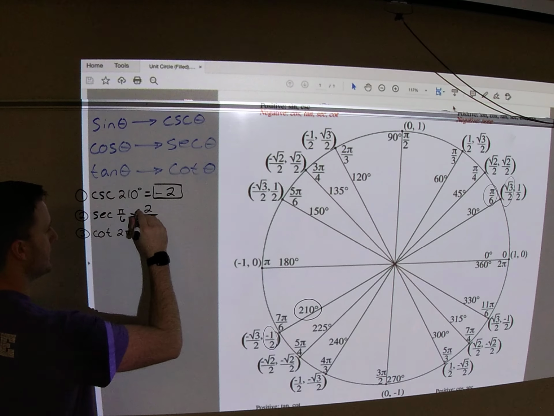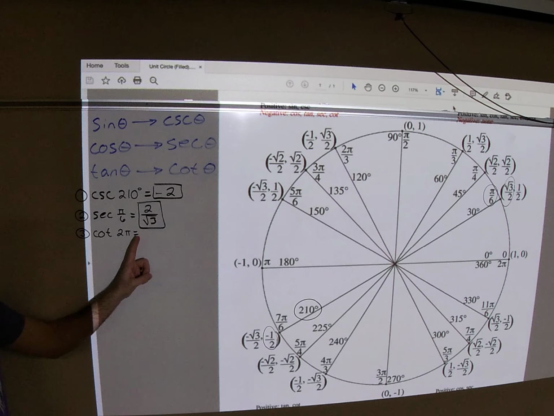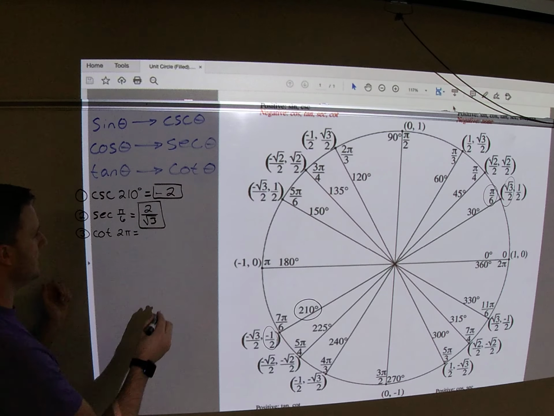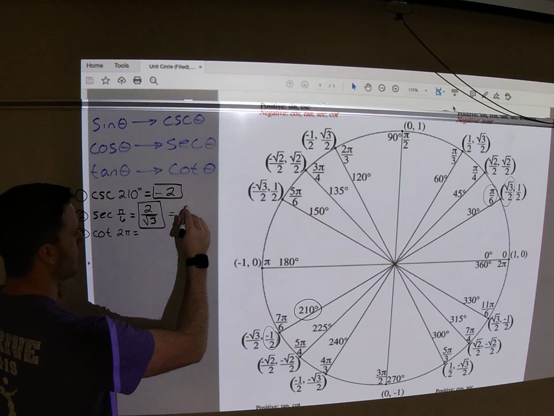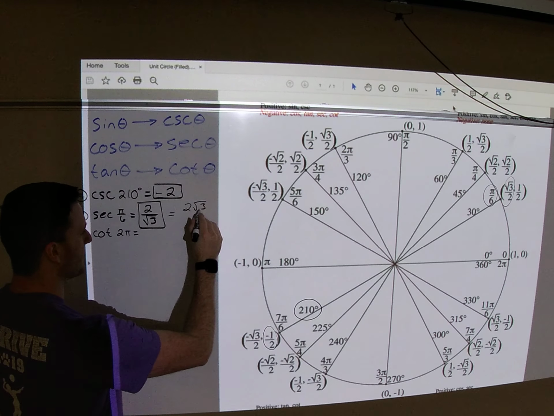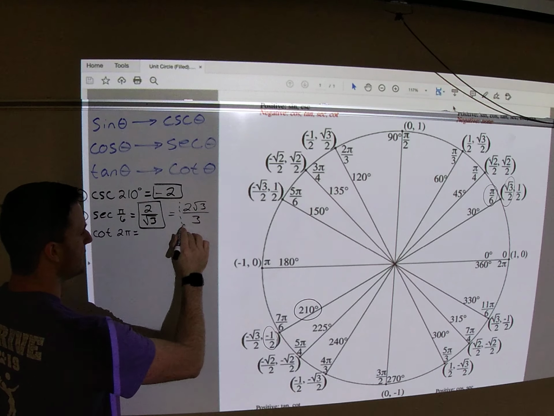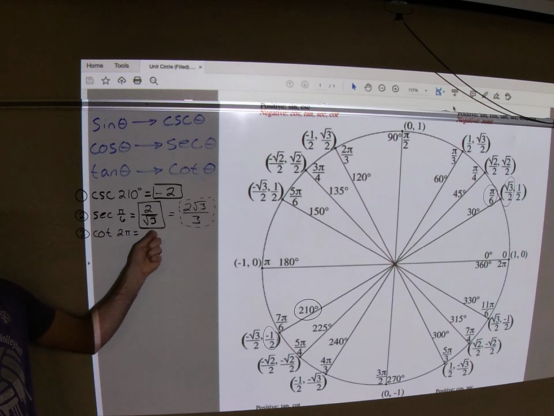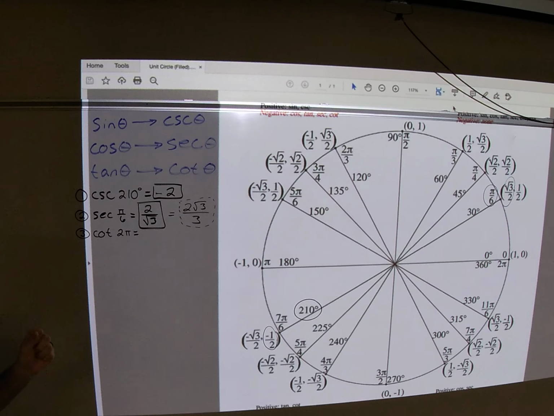2/radical 3. Now, some people would like you to rationalize the denominator, meaning you'd have to multiply top and bottom by radical 3/radical 3. And if you did that, another way this could look would be 2 radical 3/3. We're going to talk about this more in class. I think most AP tests and books allow you to leave it like this. So we're going to leave it like this for now. And we'll practice that a little bit more in class.